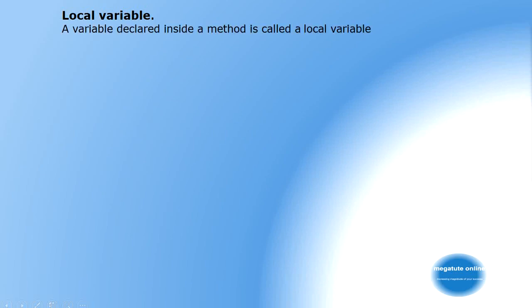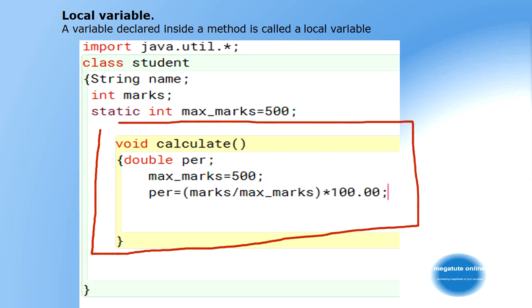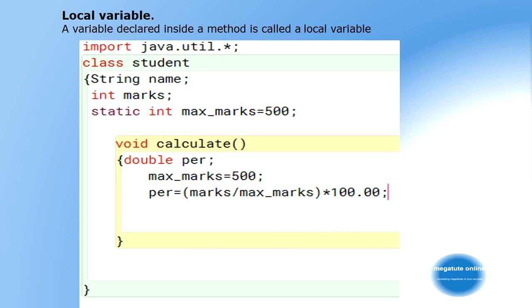Now, local variables. A variable declared inside a method is called a local variable. Let's see in this example. Over here, we have a method declared as calculate. This is the body of the method, that means the definition of the method, the coding part will come inside here only. Here we have declared a variable percentage inside the method, so this variable percentage cannot be accessed outside this method. It does not exist outside the method. That's why it's called a local variable. So a local variable is declared inside a method.